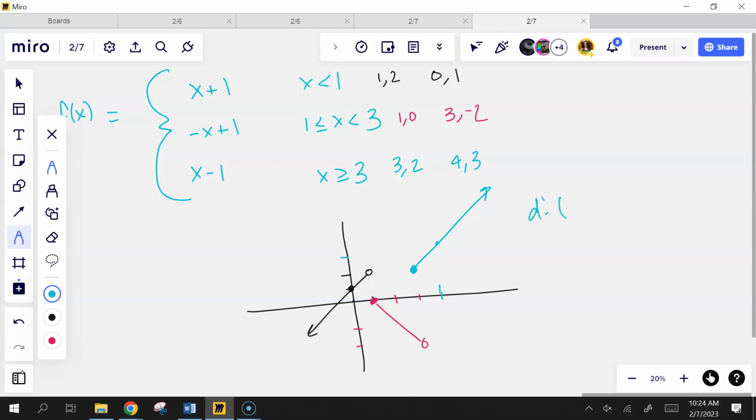Domain here. That's right. Every place there's a break, there's a point that's included there. How about the range? Same thing.